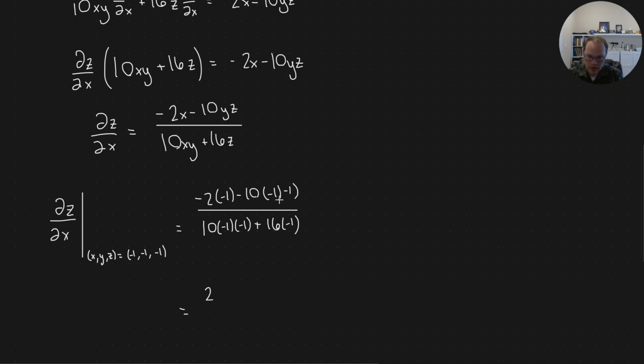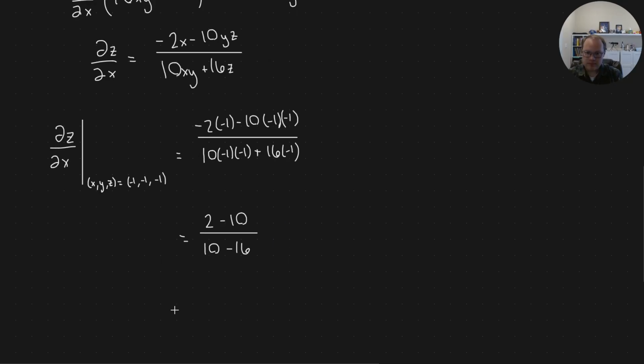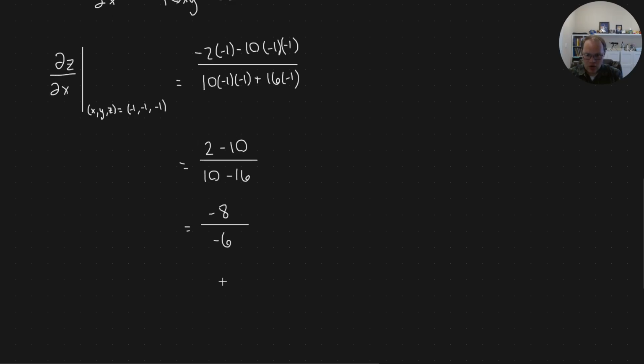Okay, I'm going to get positive 2, negative 10 in the numerator, and positive 10 and negative 16 in the denominator. So 2 minus 10 is negative 8. 10 minus 16 is negative 6. And so I get 4/3.